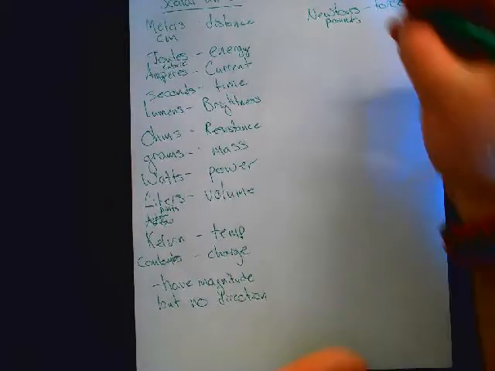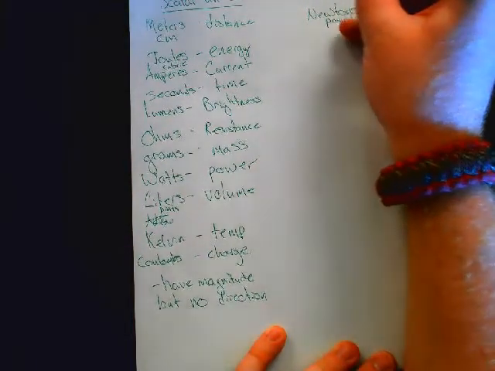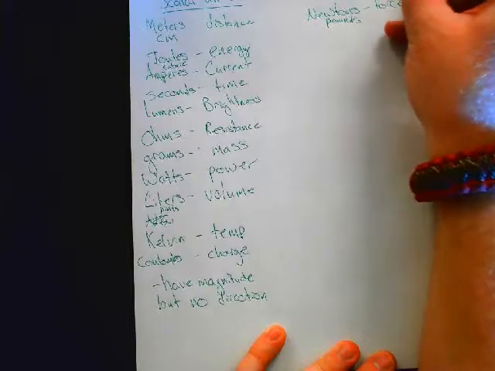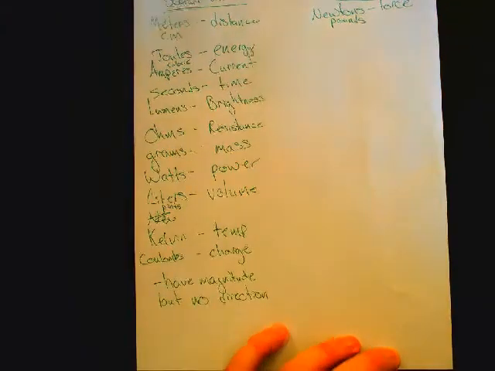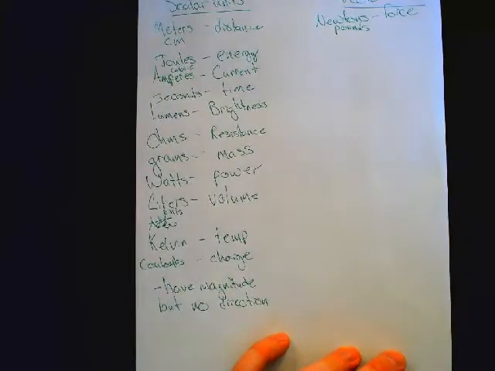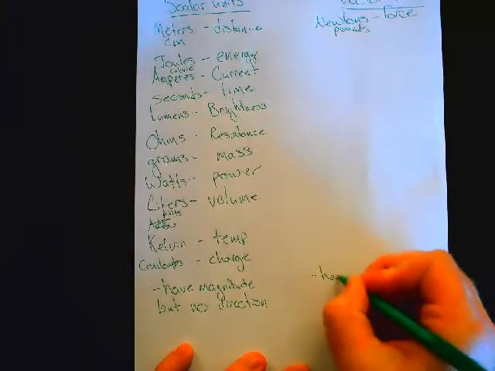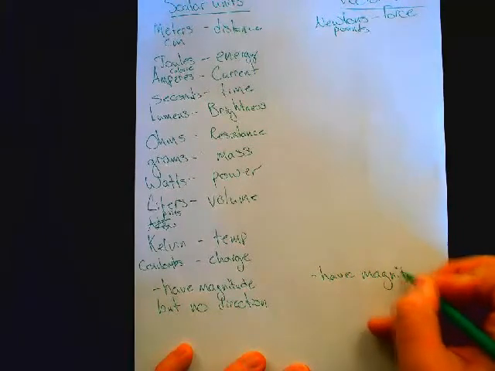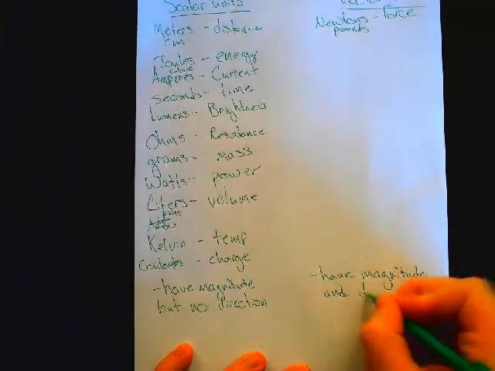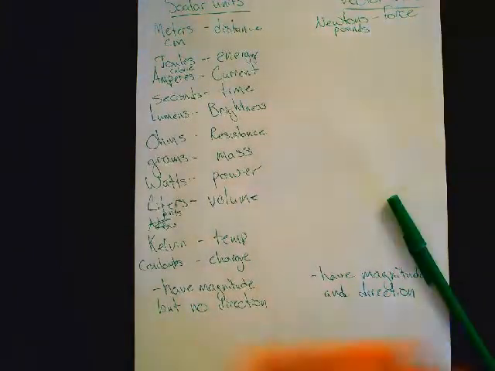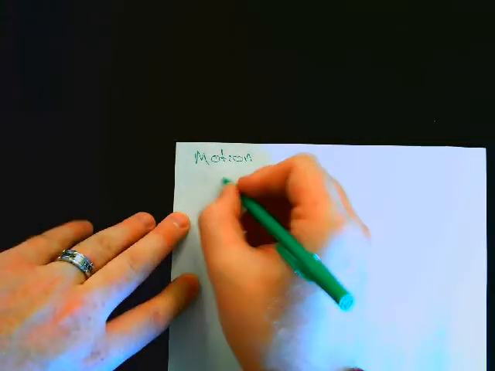Over here on the other column, we're going to have vector units. Vector units differ from scalar in that they have direction, and they only operate in straight lines. So have magnitude and direction. All right, so our basic units that we're going to be talking about for motion. Displacement and direction, or displacement and distance. Distance is the total path traveled, whereas displacement is simply a change in position.